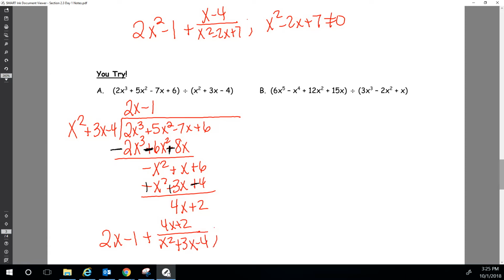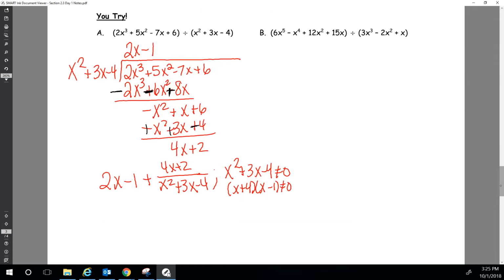All right, this time x squared plus 3x minus 4 can't be 0, which means x plus 4, x minus 1 can't be 0. Oops, got a little ahead of myself there. X plus 4 and x minus 1 can't be 0, because that's how this guy factors out. Which means x can't be negative 4 or positive 1.